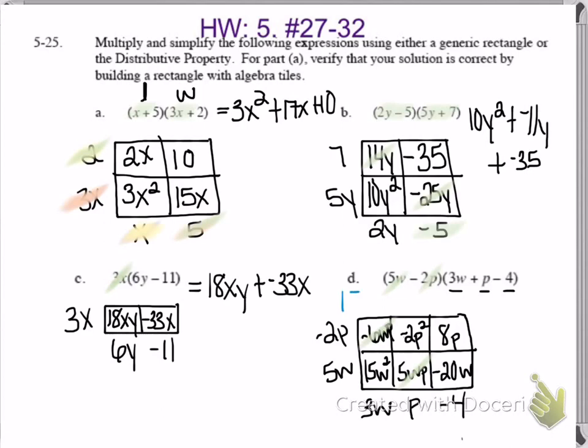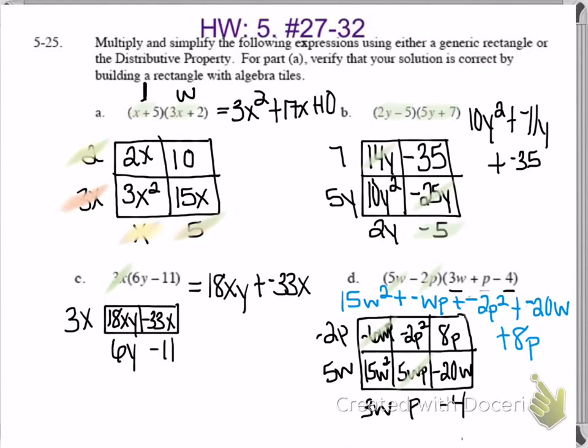So your final answer should say 15w squared plus negative WP or PW plus negative 2, sorry, my negative got a little messy, negative 2p squared plus negative 20w plus 8p. That is the solution to that multiplication problem.